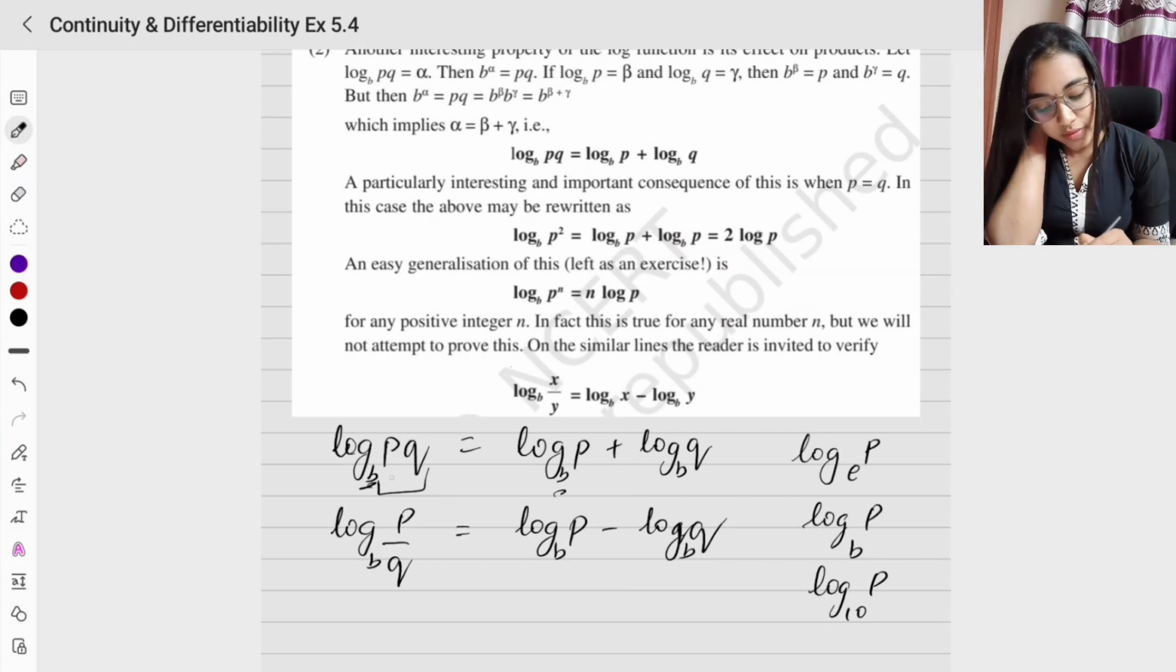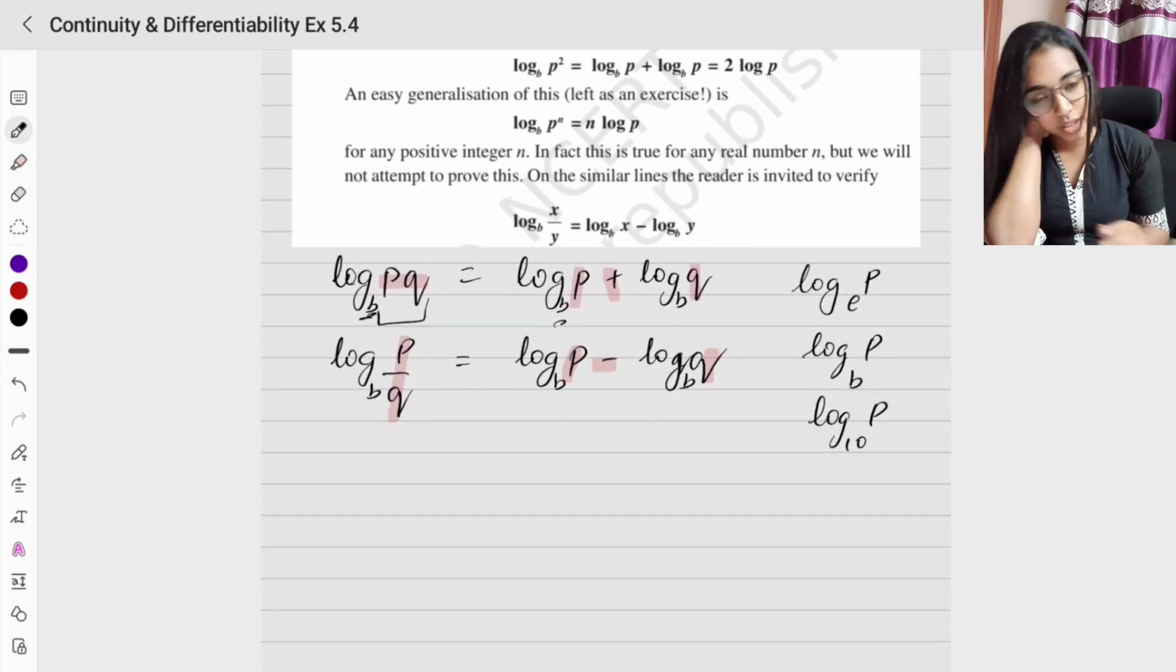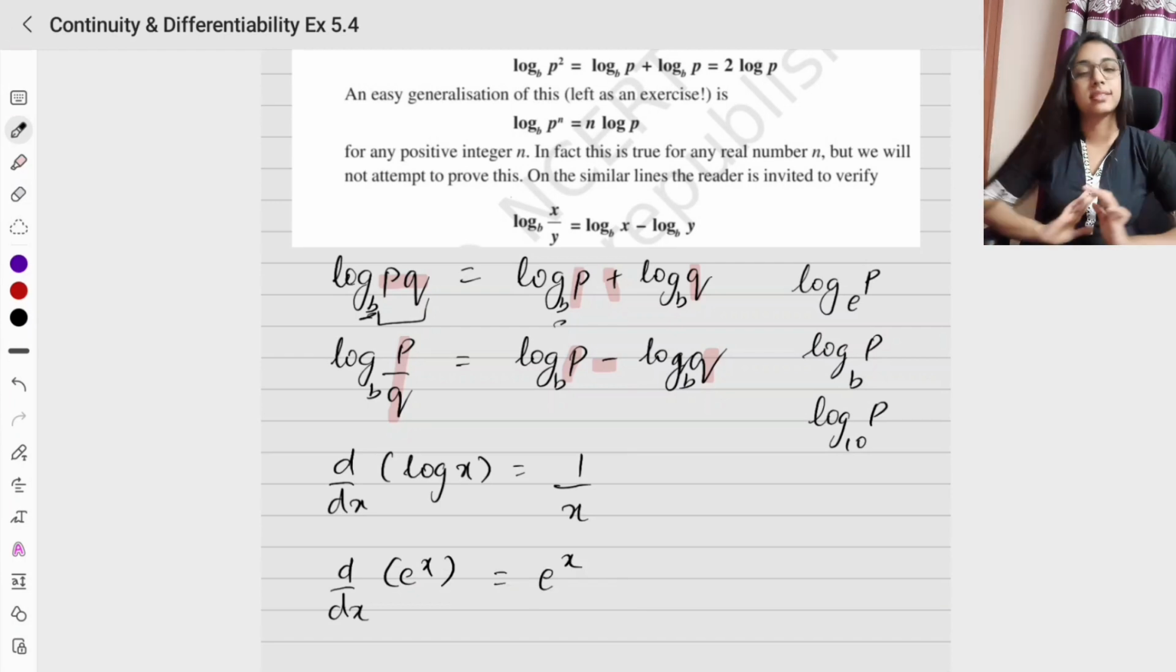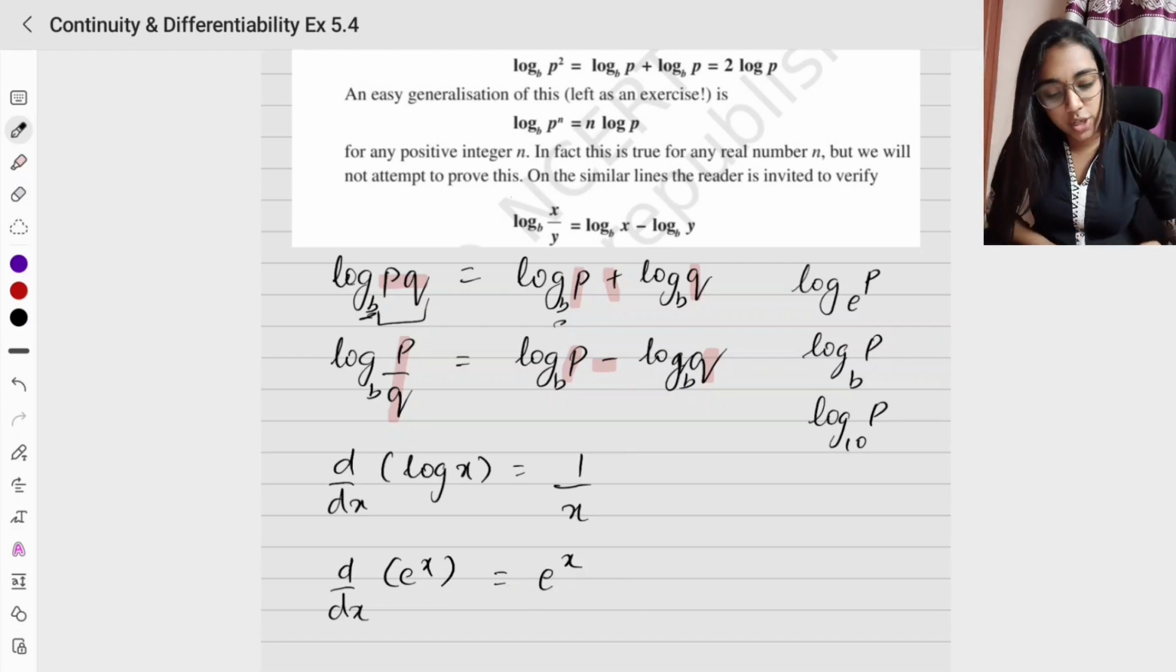Okay, so when you have a product, you're going to add. When you have division, you're going to subtract. So these two formulas you need to remember. After that, you need to know some differentiation. You have also learned this in your derivatives, but again I'll let you know. d by dx of log x is going to be 1 divided by x. This is very, very useful. Next one, d divided by dx of e to the x is going to be simply e to the x. Okay, no change. So you have to understand all these.